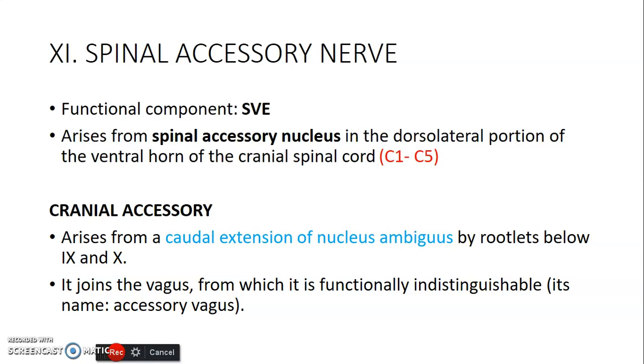We are now on the 11th cranial nerve, which is the accessory nerve. It has a functional component which is visceral efferent of the cranial spinal cord. The spinal accessory nucleus is in the ventral horn between C5. It gives us the spinal caudal extension of nucleus ambiguus, the caudal extension of nucleus ambiguus by rootlets. The cranial accessory joins vagus, and functionally it's called the accessory vagus nerve.